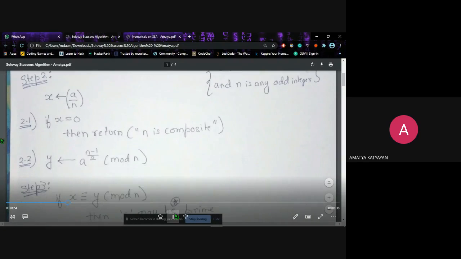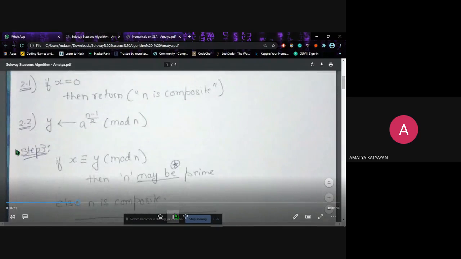And in step 2.2, the second part of step 2, we assign the value of y as a raised to the power (n minus 1) upon 2, modulo n. And going to step 3, if x is congruent to y modulo n, then n may be prime. You need to note the word that it may be prime. It is not necessarily prime.